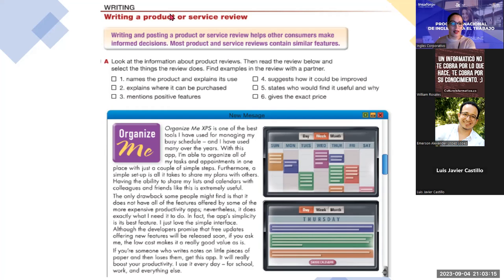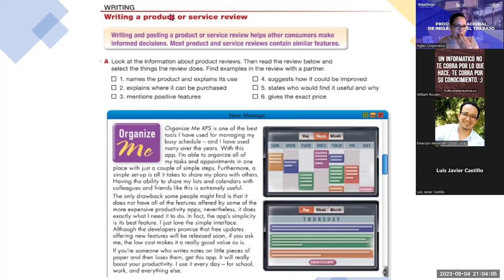Okay, done, teacher. Okay, so which of the things mentioned from number 1 to 6 does the review do? Well, the name of the product is Organize Me XPS, and this app helps people to organize all their tasks and appointments in just one place. So you checked number 1. And what else? Well, I started reading, but I didn't find where this app can be purchased.